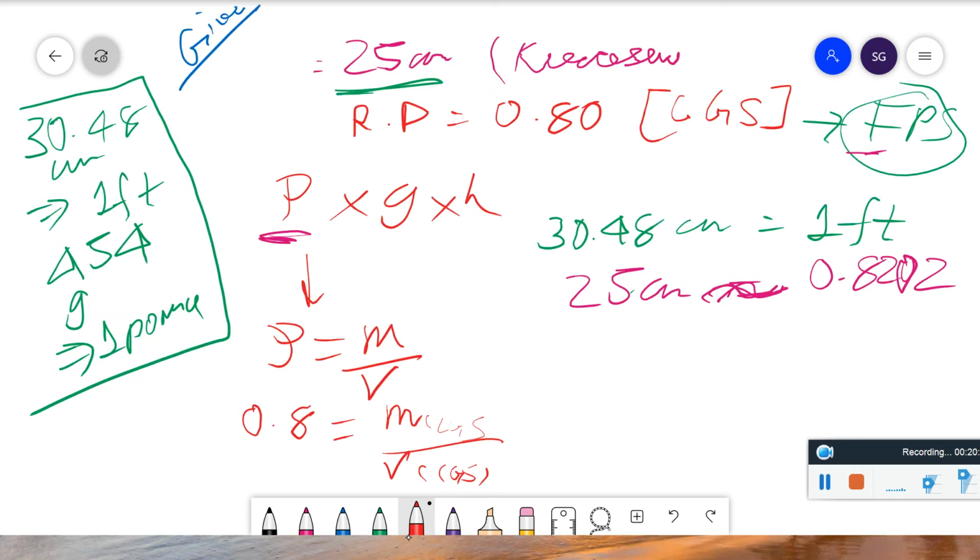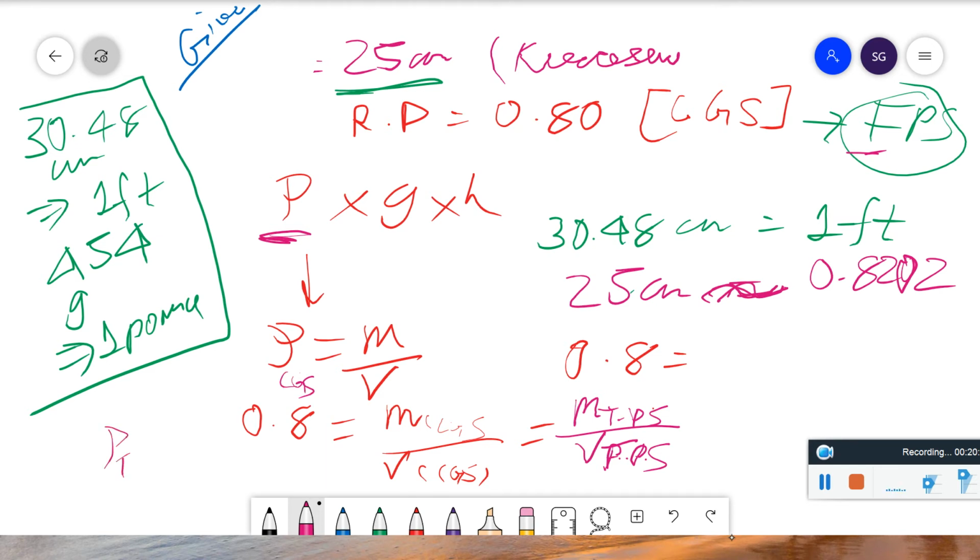So what we have to do is, 0.8 is equal to mass in CGS. Now we have to convert it into FPS basically. Now what we have to find is mass in FPS and volume in FPS. This is the primary target, so that we get the rho in CGS, and we want to get rho in FPS.